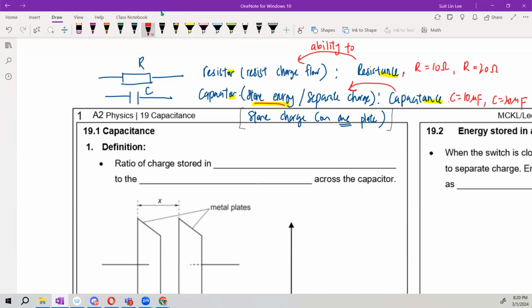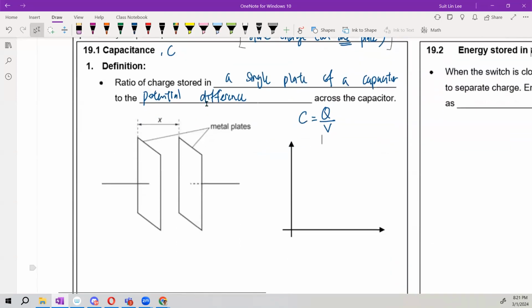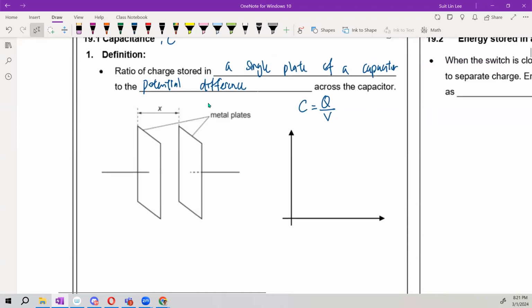All right. So when we define capacitance, C, we define it as the ratio of charge stored in a single plate of a capacitor to the potential difference across the capacitor. So your C is the ratio of Q over V. When we store charges, what we're going to do is we would connect this to a power supply.